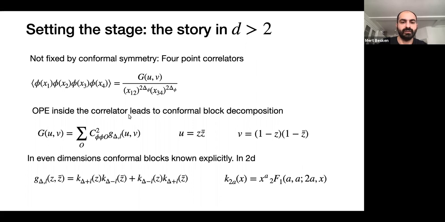Taking the OPE inside the correlator leads to a conformal block decomposition, which can be related in generic dimensions, going to a plane, mapping the four points to a plane, and defining these z and z bar coordinates on the plane. In even dimensions, conformal blocks are known explicitly. In 2D, the global blocks are just these hypergeometric functions.